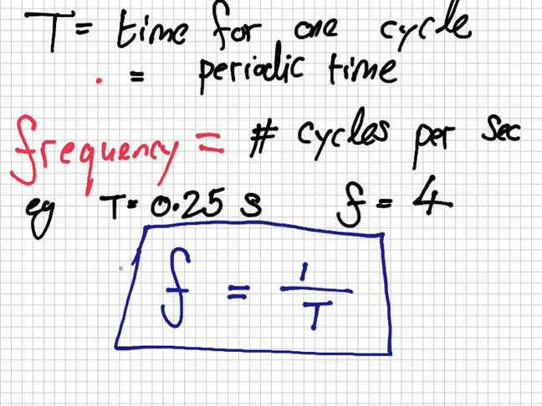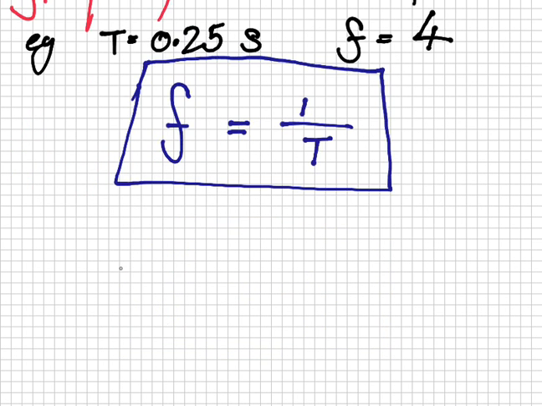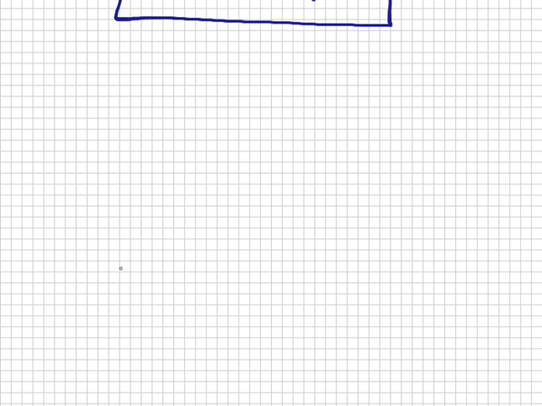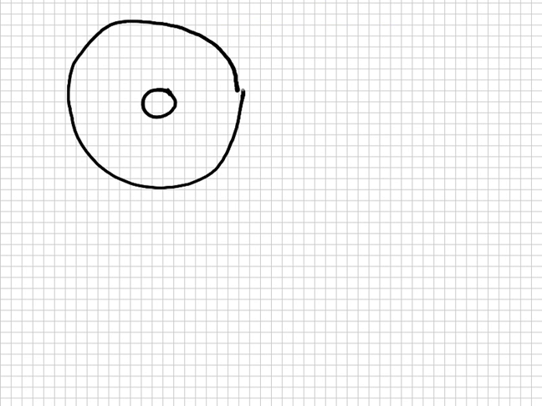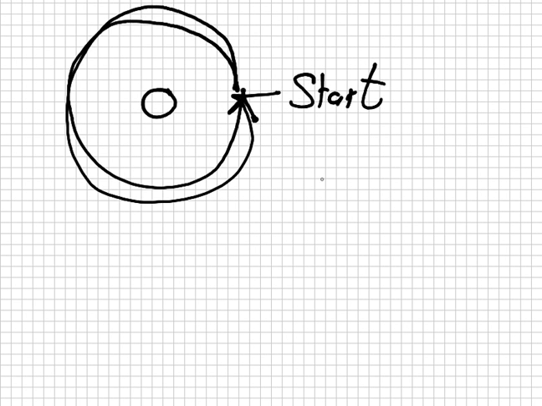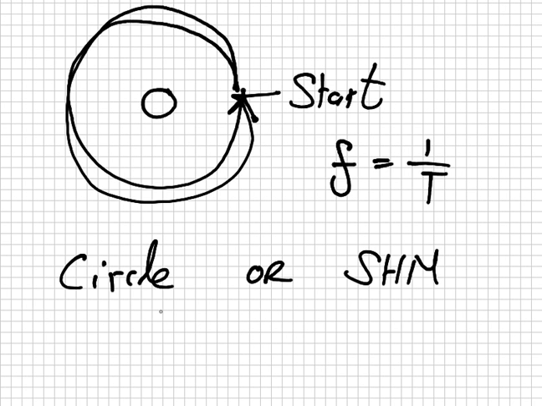T is the same T we're talking about, yeah. We haven't actually done that, but yes, you can relate it to that as well. Now, if you think about it, when something is traveling in a circle, it has the same idea of repeating. You start here, and you go around, and finish back there. So it's also true for a circle that you can talk about the frequency as 1 over T. So I'm just going to say here, for a circle or simple harmonic motion, this formula is always true.